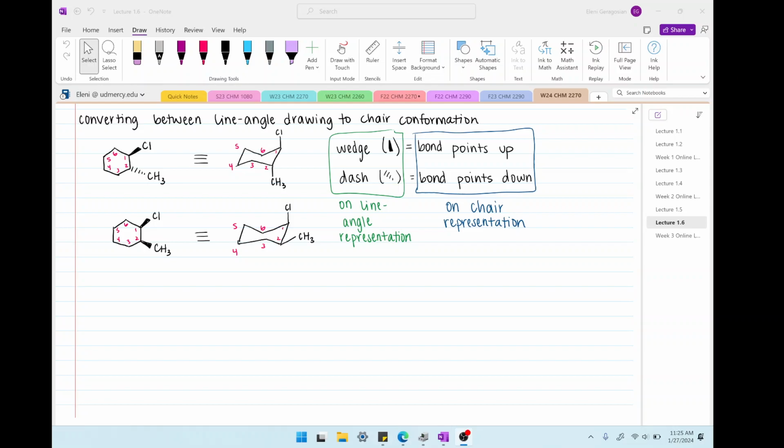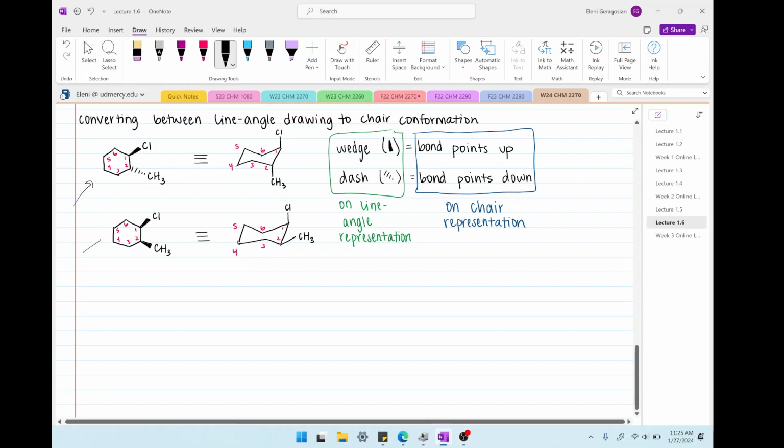Hello, in this video we'll continue talking about cyclohexane and chair conformations. The notes that I have here are the end of our notes from class on Thursday. So we took 2 line angle drawings of 1-chloro-2-methyl cyclohexane. So on the left here.